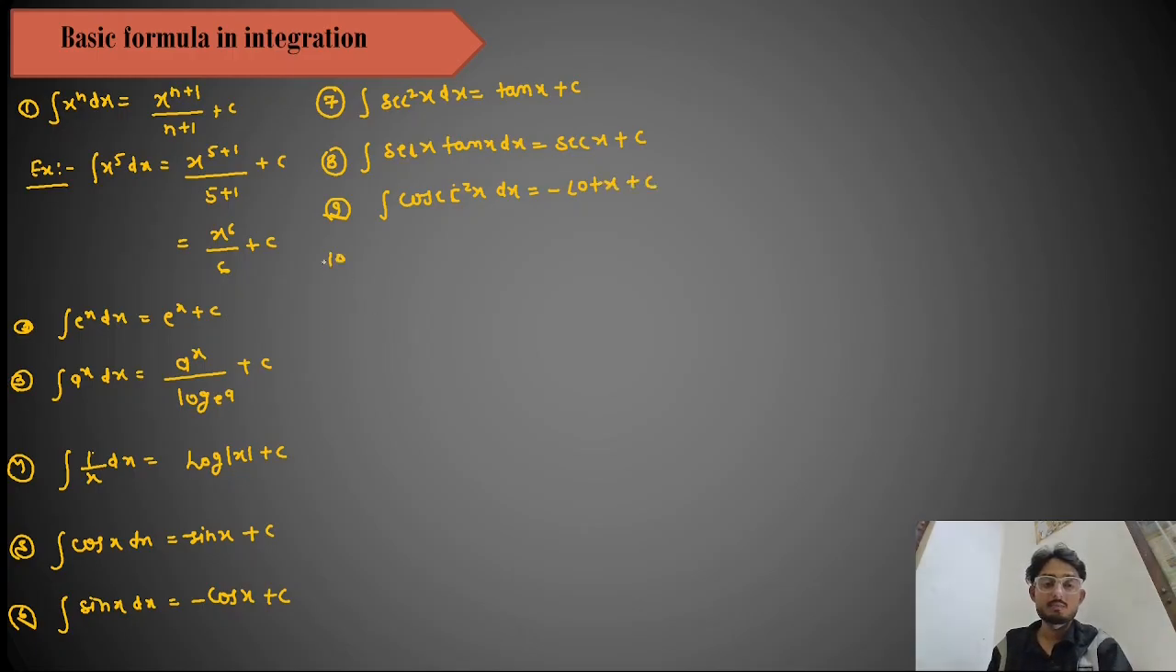10th, integral of cosec x cot x dx equal to minus cosec x plus c. 11th one, let's take more example of this. Integral of 1 dx equal to x plus c.